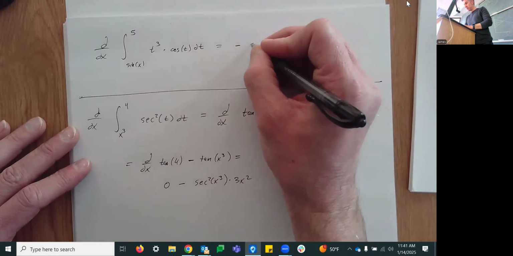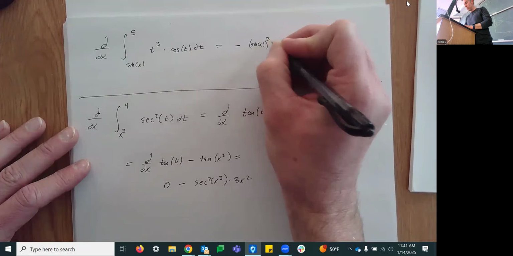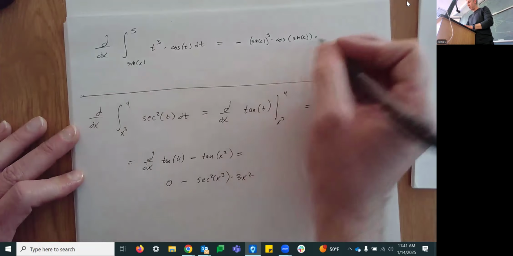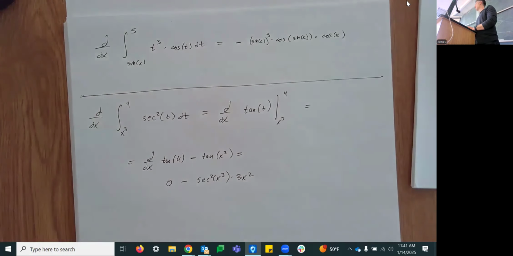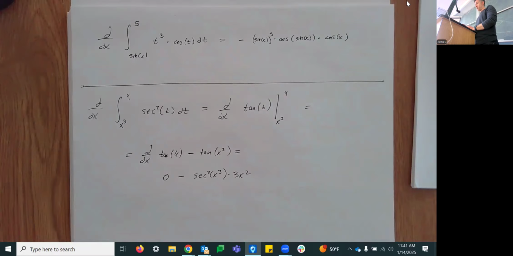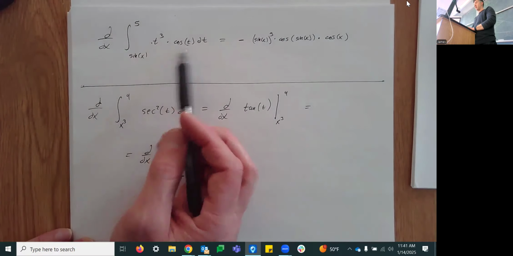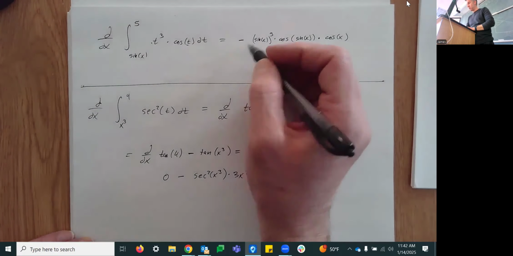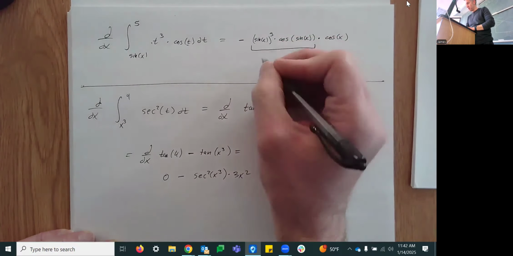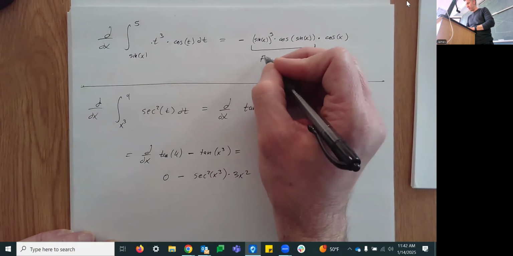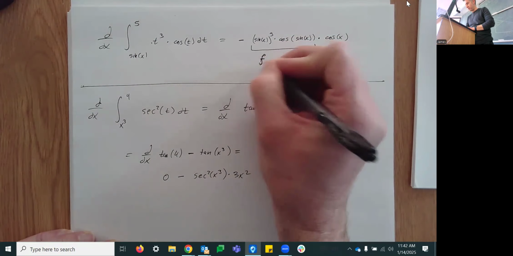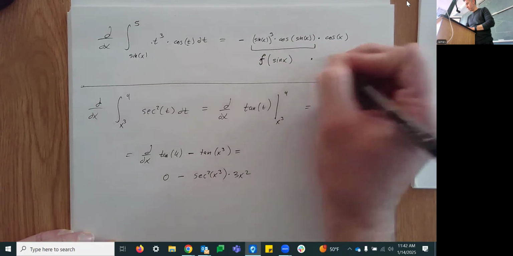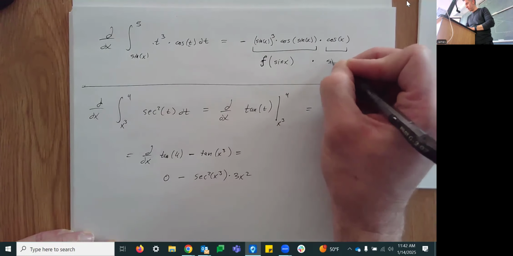So I'm going to get sine of x quantity cubed times cosine of sine of x multiplied by the derivative of sine, which is cosine of x. Kind of terrible, right? I'm just plugging in sine x for every instance of t, and at the end of the process, multiplying the whole thing by the derivative of sine of x. So here's your f, your actual function, not your antiderivative, of sine of x times here's your derivative of sine of x.